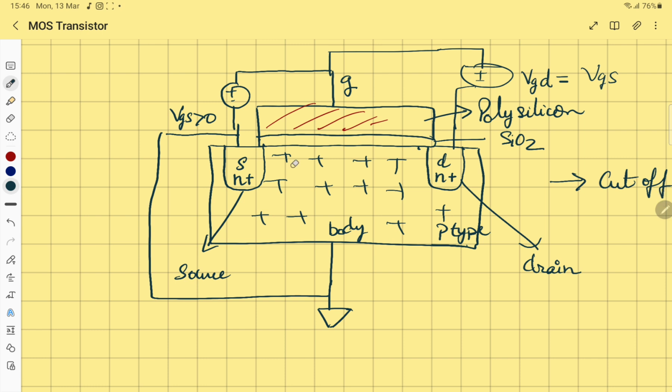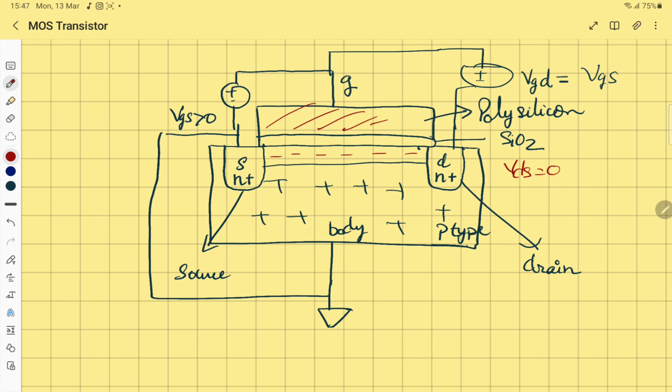But what's happening here is these electrons, this positive charge will not be there now, as we have seen in the MOS capacitor. There will be an inversion layer now, and we'll have a negative channel formed between the source and the drain. But because the difference between the drain and the source right now, VDS, is zero, there is no current. So even though there is a channel formation, the current will only be there when there is a potential difference between the source and the drain.